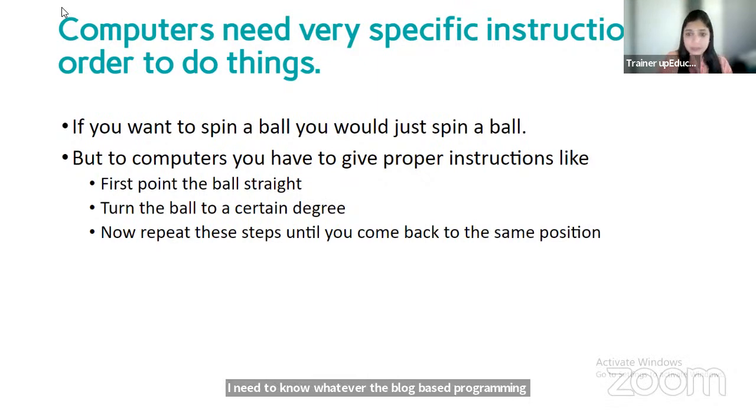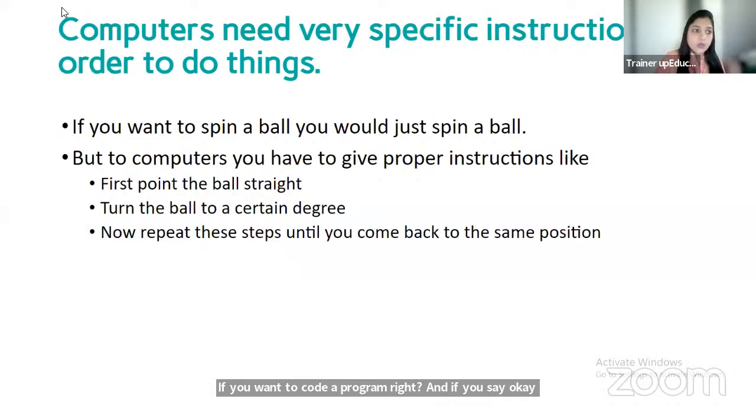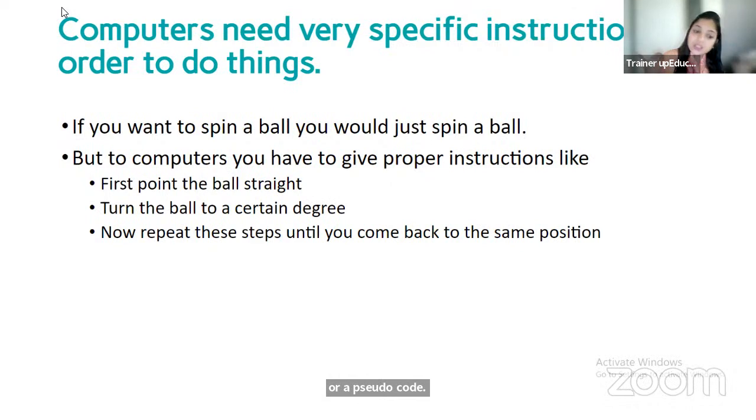So it's very simple, right? If you want to write a program, if you want to code a program, and you say, okay, how do I start? The first thing is, whatever you want to create, you just write the instructions in a simple language, which is also called an algorithm or a pseudocode, right? You must have heard these terms, right? A pseudocode or an algorithm or a flowchart. These are the tools you can use to understand what you want to create in your program, right?